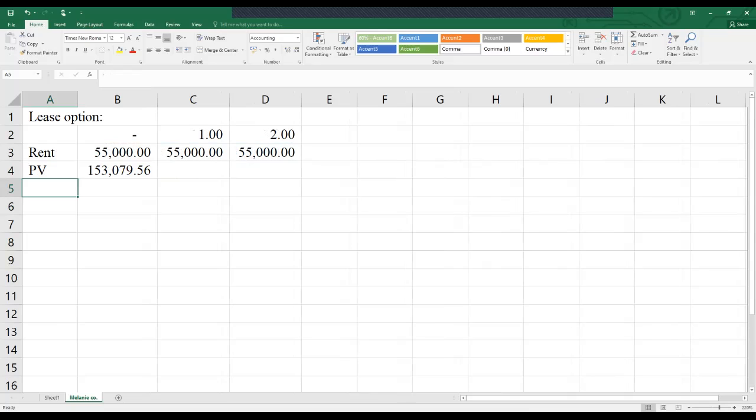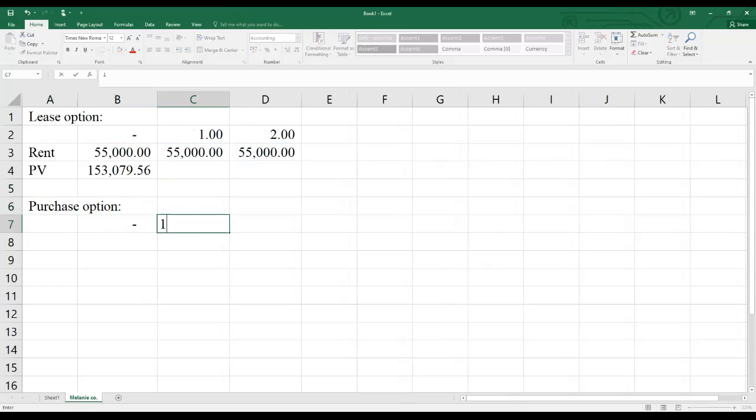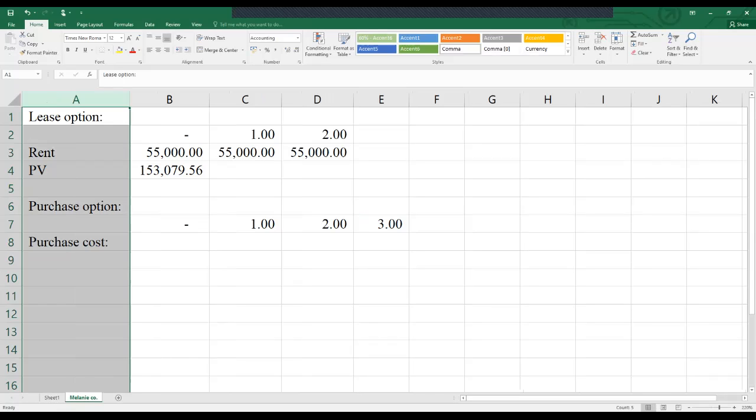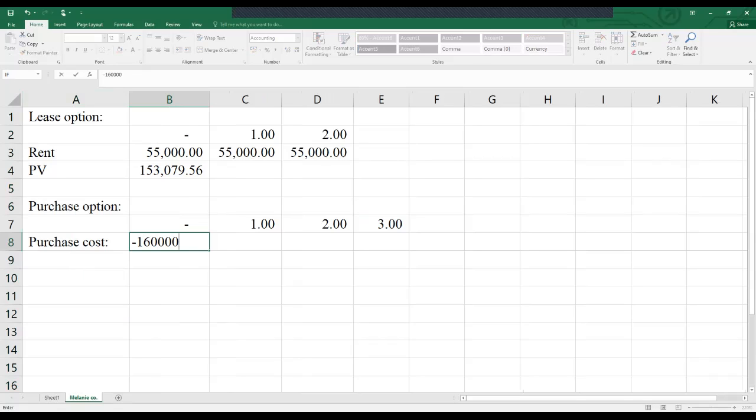What if now you do the purchase option? If you do the purchase option, in year 0 you buy the asset. The life of this asset is how long? 3 years, so year 3. So in year 0 you buy the asset, the purchase cost. How much do you pay? The cost of this machine is 160,000 cash outflow.